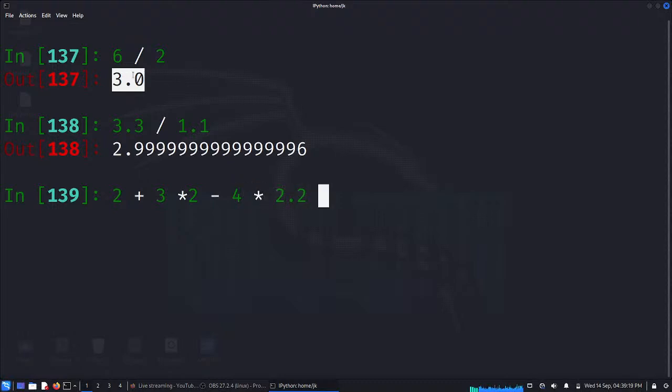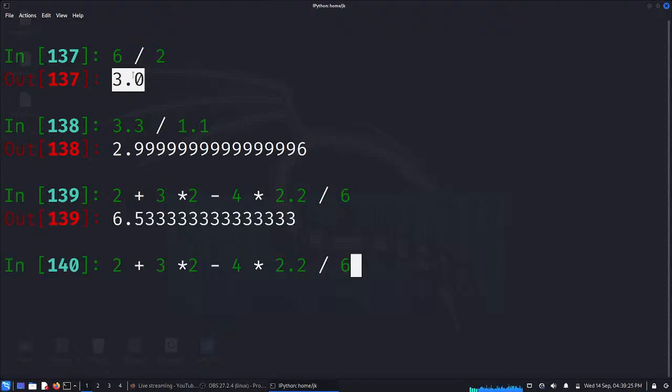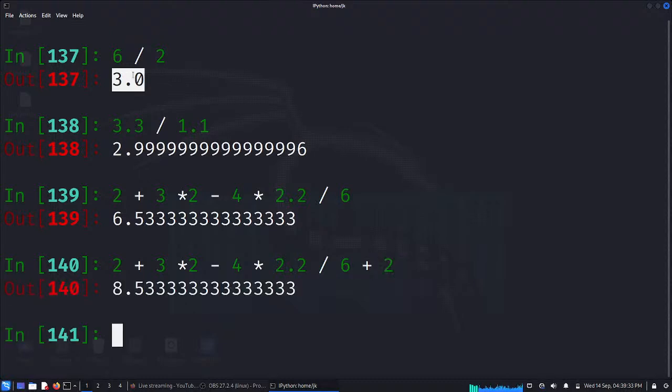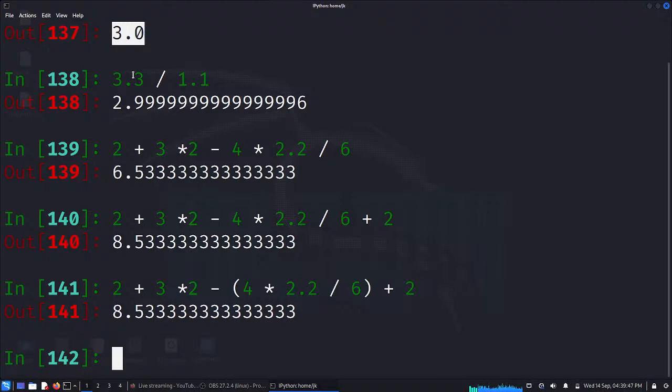Start 2.2 divided by 6, whatever you want to do. Again, things like the order of precedence: suppose you have a +2 here, and this is what is happening here. It performs this whole sequence of operations, and then we finally perform the addition.